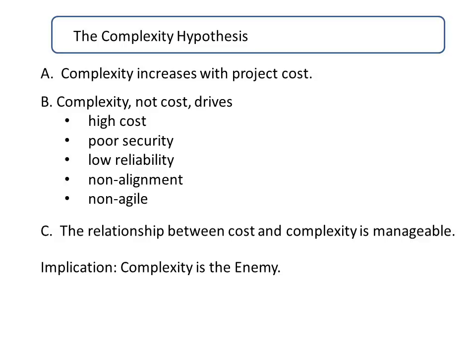That would explain why we sometimes see organizations have a lower or higher rate of deterioration of their attributes with the cost of the project. That's explained by the fact that it's not cost that's driving these attributes, it's complexity, and the relationship between cost and complexity is to at least some extent manageable. The implication of this is that if we want to address all of these attributes that the business cares about, we need to do it by attacking the real enemy, and complexity is the enemy.